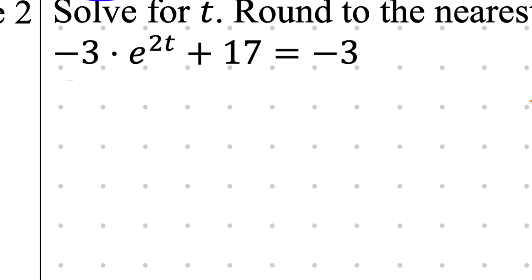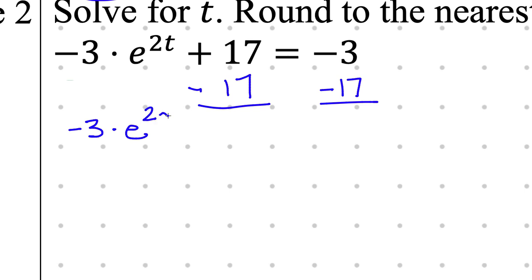So let's subtract 17 on both sides. Everyone write it down. Minus 17, minus 17. When we do that, I have negative 3 times the quantity of e to the power of 2t, and that is going to be equal to negative 3 minus 17. That's really negative 3 plus a negative 17, negative 20.